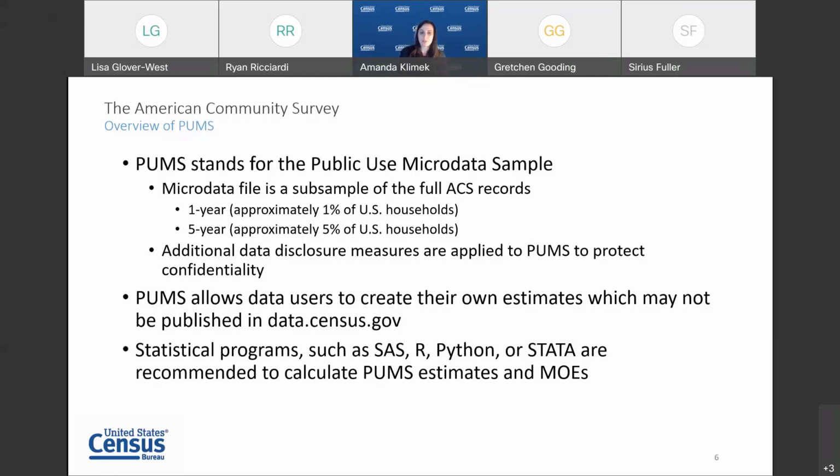PUMS files allow data users to calculate their own estimates and MOEs that may not be available on data.census.gov, the Census Bureau's primary dissemination platform. Statistical software is generally recommended when working with PUMS files unless you are working with our microdata access tool on data.census.gov, which we will be going over in a demonstration later in this webinar.